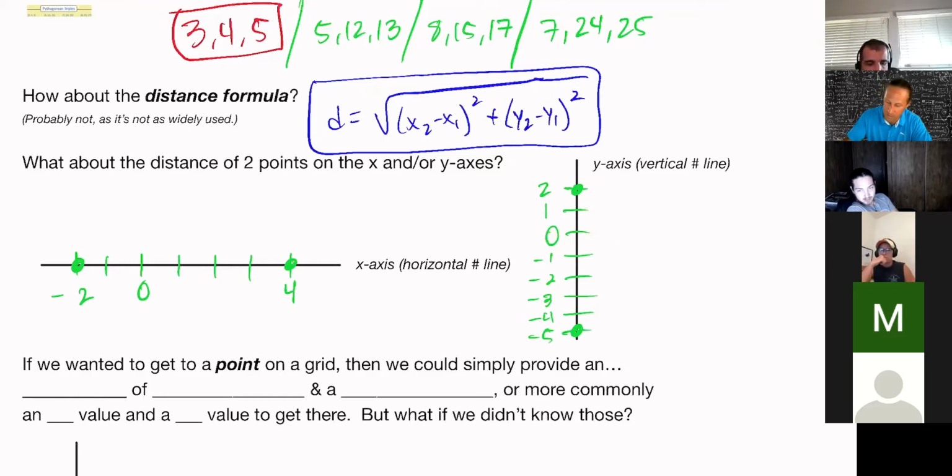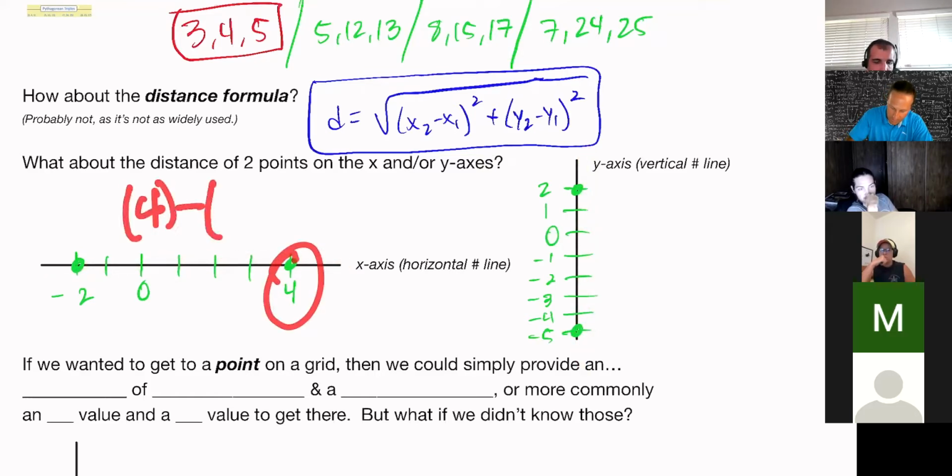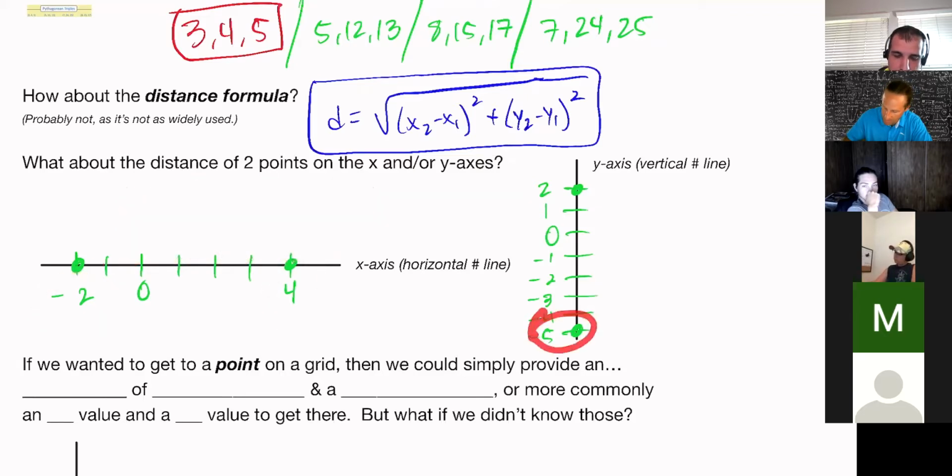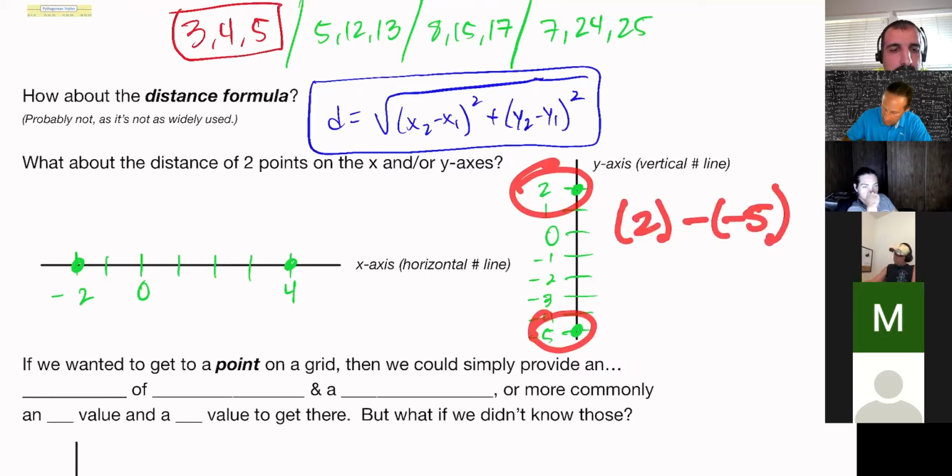Now what we can always do, if it's on a horizontal or vertical line, is we can take the bigger number and subtract the smaller number. We're just trying to find the difference between those numbers. And I know a negative times negative becomes positive. There's our 6. Same thing here. My bigger number and smaller number. So I would take 2 and subtract the -5, which gives me that 7.